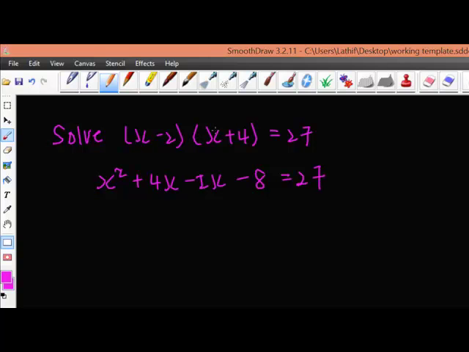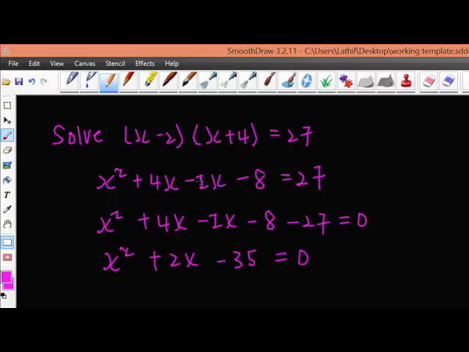And now, let us make one of the side become 0. x squared plus 4x minus 2x minus 8 minus 27 equals to 0. Okay, simplify first. x squared plus 2x minus 8 minus 27 gives me minus 35. Is one of the side equals to 0? Yes, it is. Can we do multiplication frame for the left-hand side?